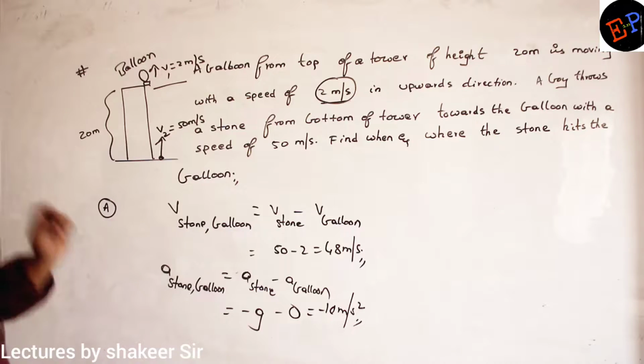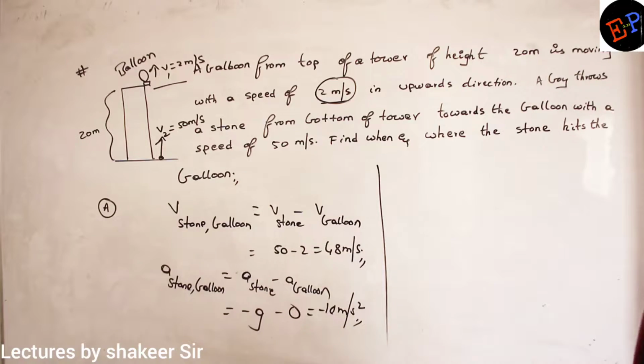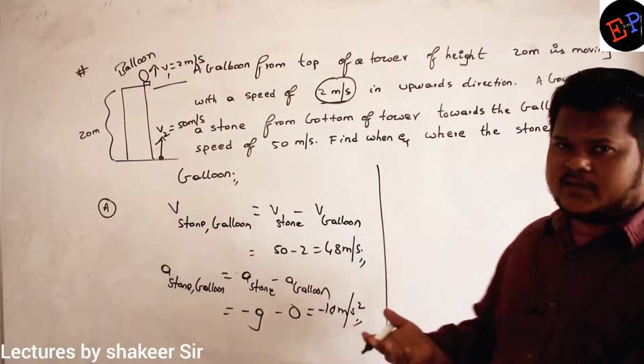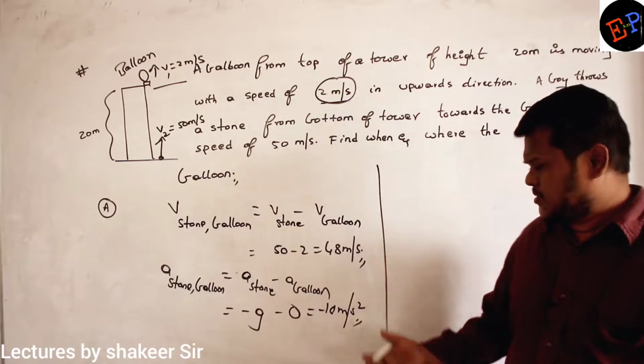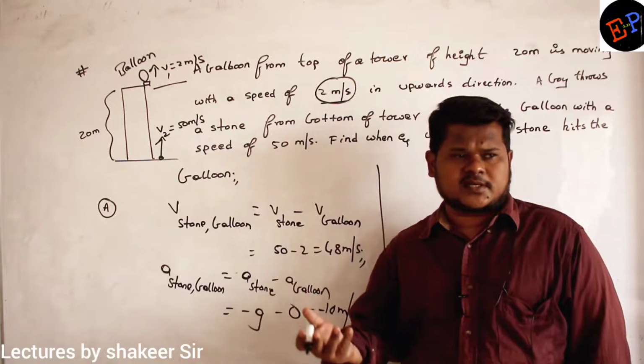Okay. Now see. Now, is this an accelerated motion or uniform motion, ma? Accelerated motion. Why accelerated motion? Because there is a relative acceleration. Relative acceleration is there. Definitely this is accelerated motion.